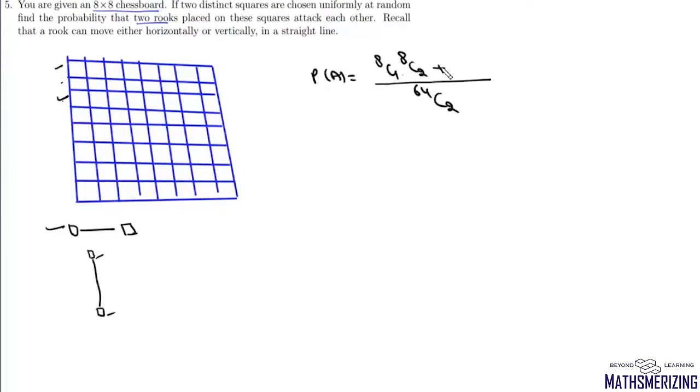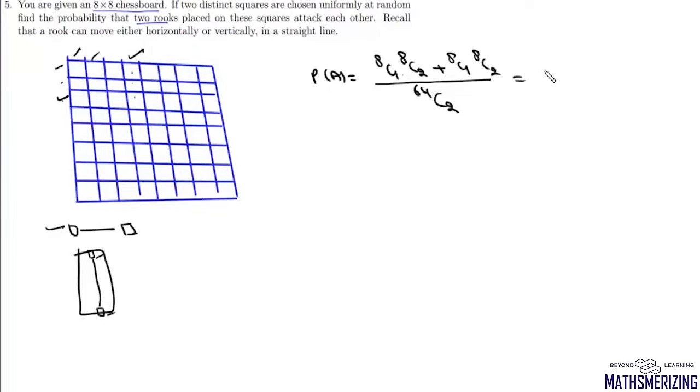Now plus, we can also place these rooks vertically. Then we have to choose a vertical file. So we have 8 vertical files, and from these 8, again we select any one. So it is 8C1, and again on this selected file, we can place these rooks on any two squares, and it can be done in 8C2 ways.